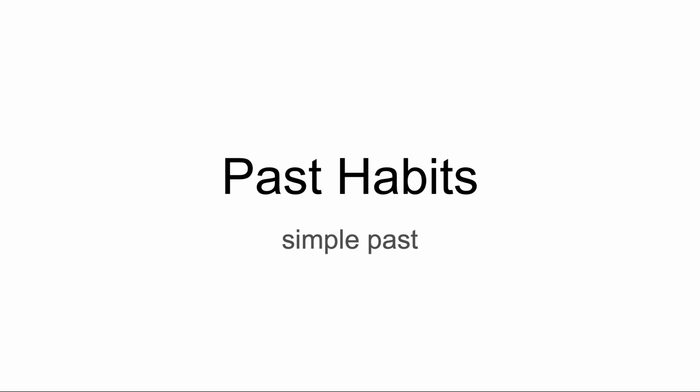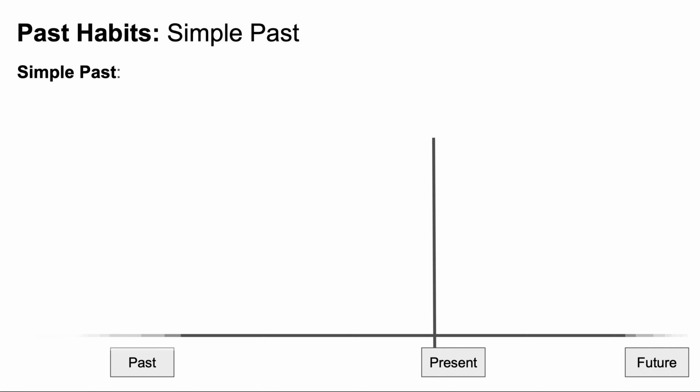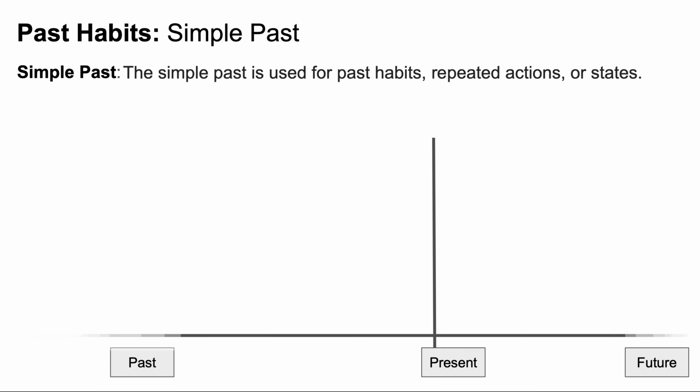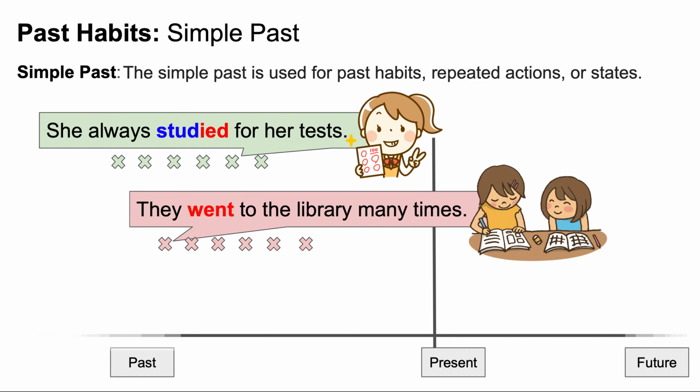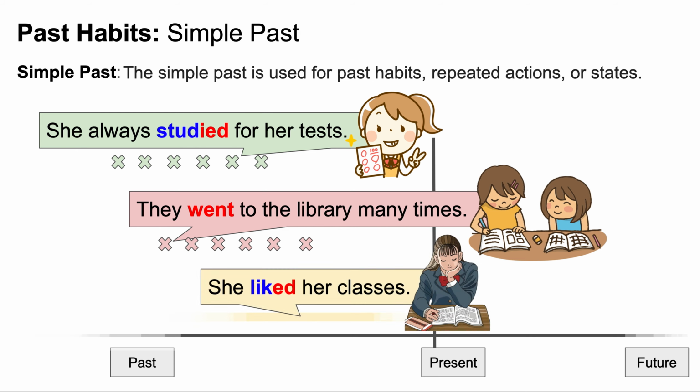Let's look at the simple past. The simple past is used for past habits, repeated actions, or states. For example, she always studied for her test. And they went to the library many times. And she liked her classes.